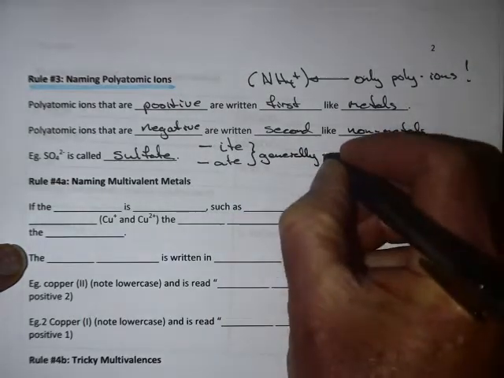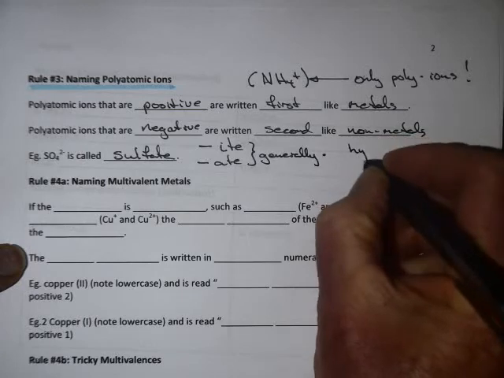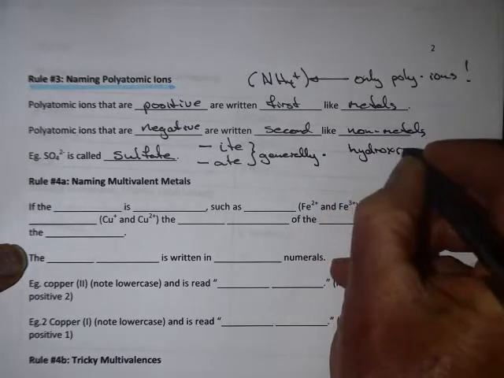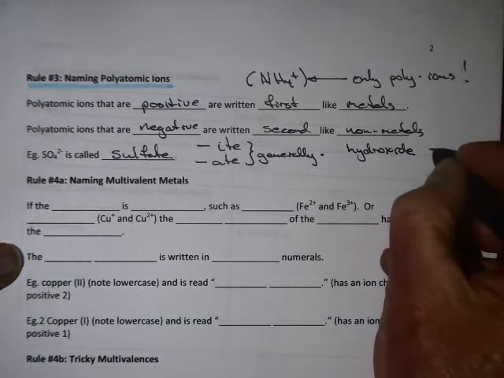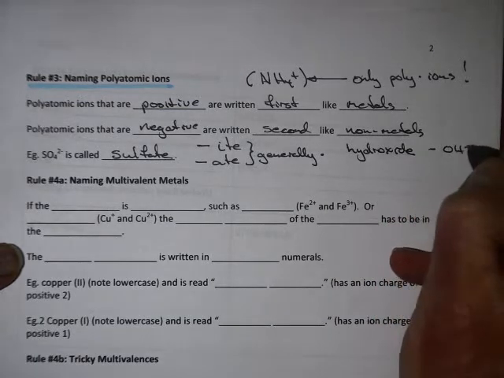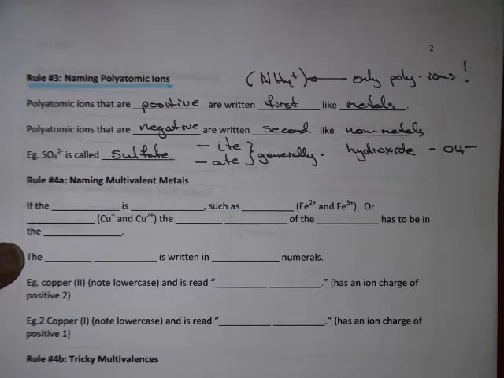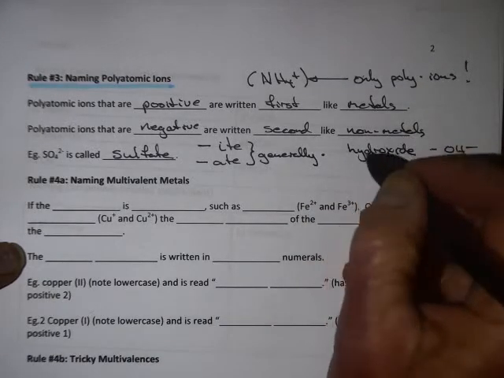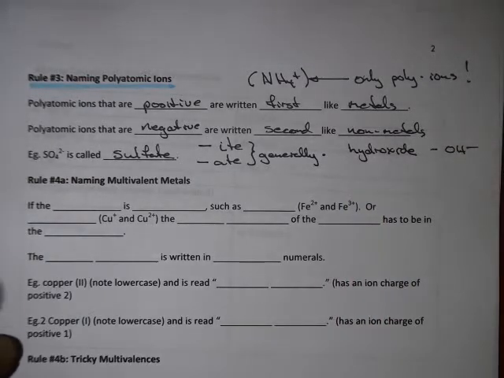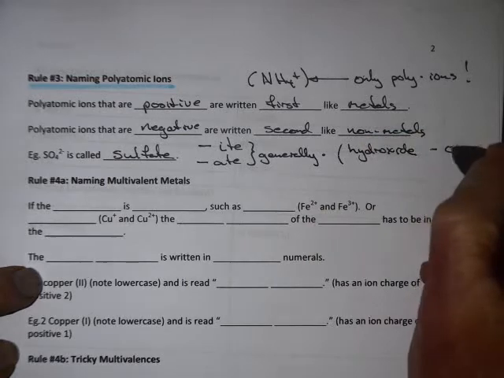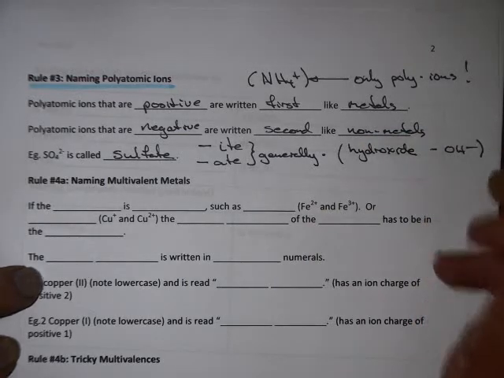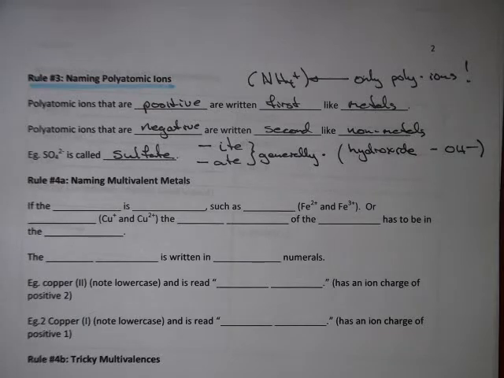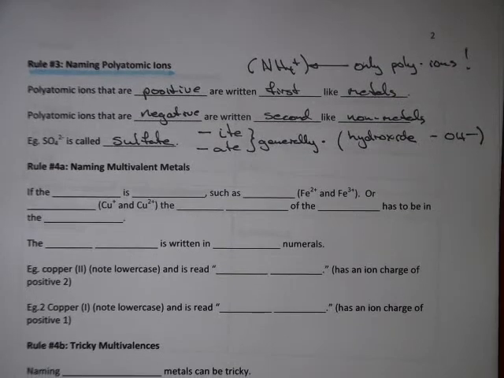There are a few exceptions. For example, hydroxide is OH-. I think that for you guys, that's the only one that I see on your table. So I'm going to guess that this is the only one that you're going to deal with this year. There are other ones. There's cyanide, and there's a few other ones. Anyway, that be that.